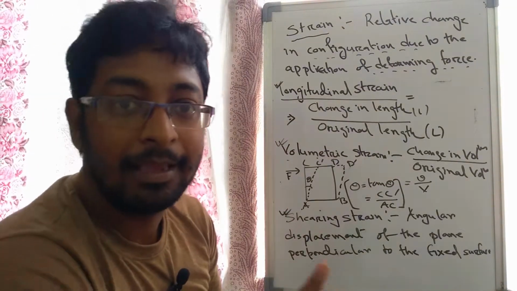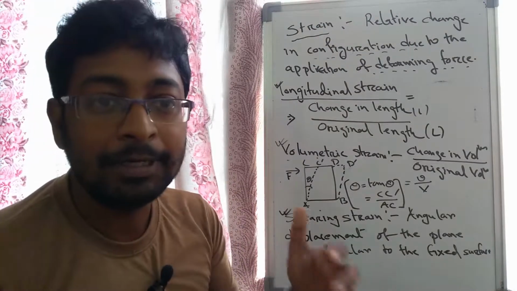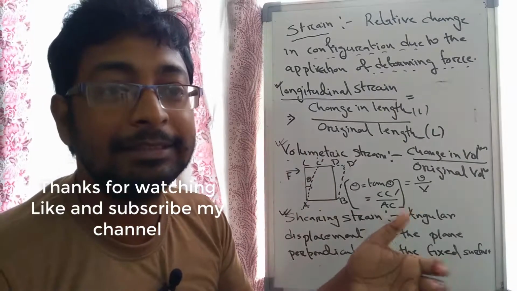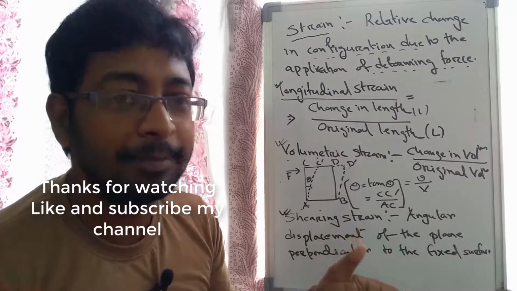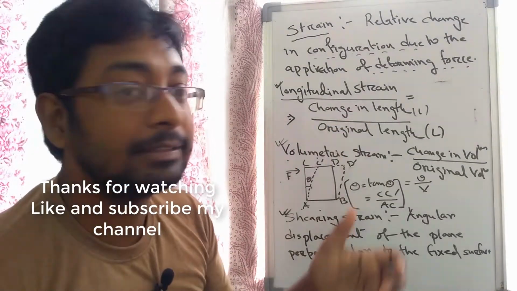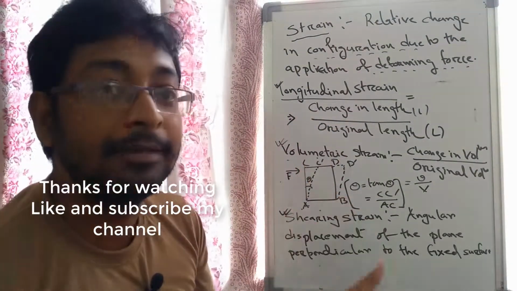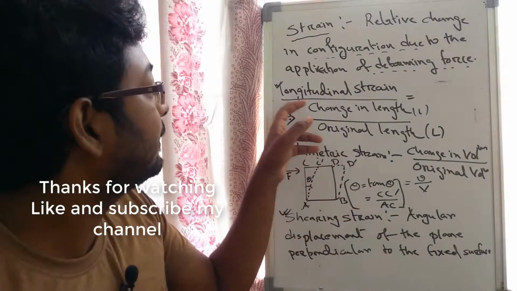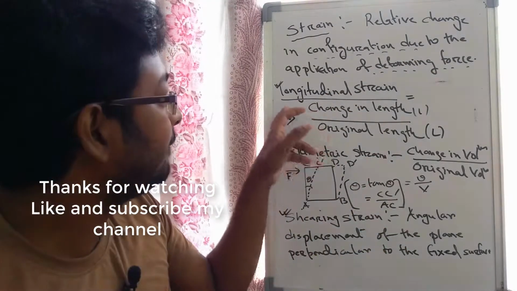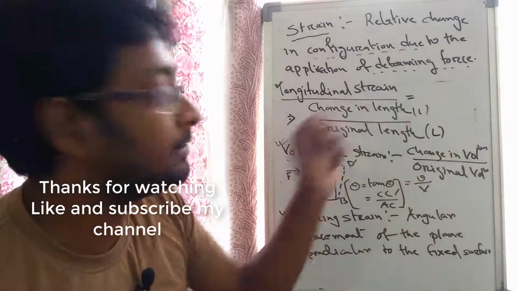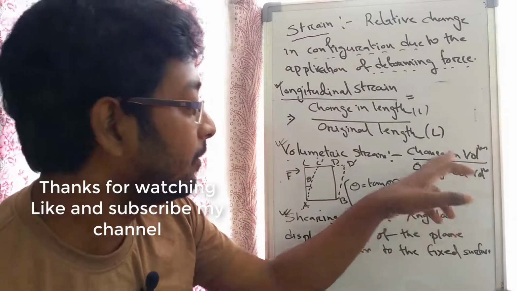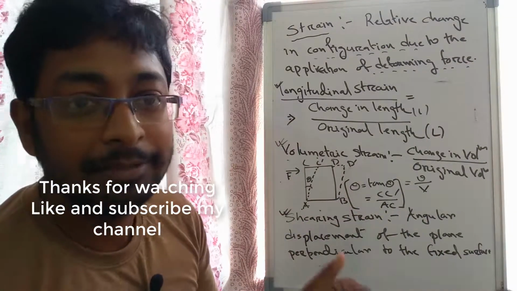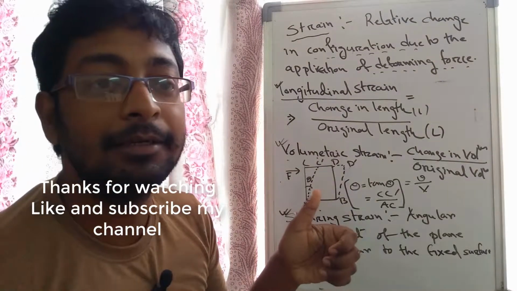So what is strain? Again, I am repeating. Strain means that after applying some deforming force, the configuration of the object changes. What are the configurations? Maybe its volume changes, maybe its length changes, maybe its angle changes. Depending on volume, length and angle, we can classify these into three different types. If the length changes, it is the longitudinal strain. If the volume changes, it is the volumetric strain. And if the angle changes, it is the shearing strain. So I think you understood what strain is and what the three different types of strain are.